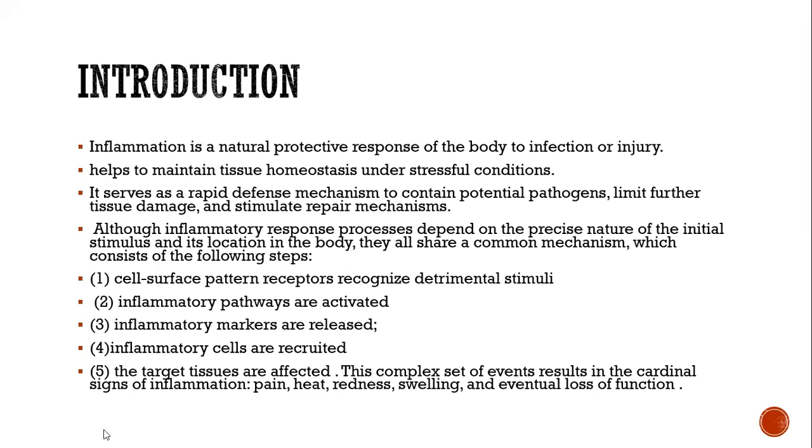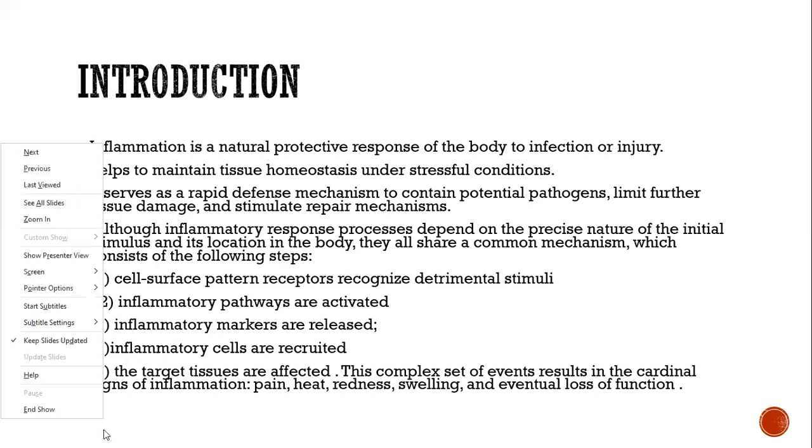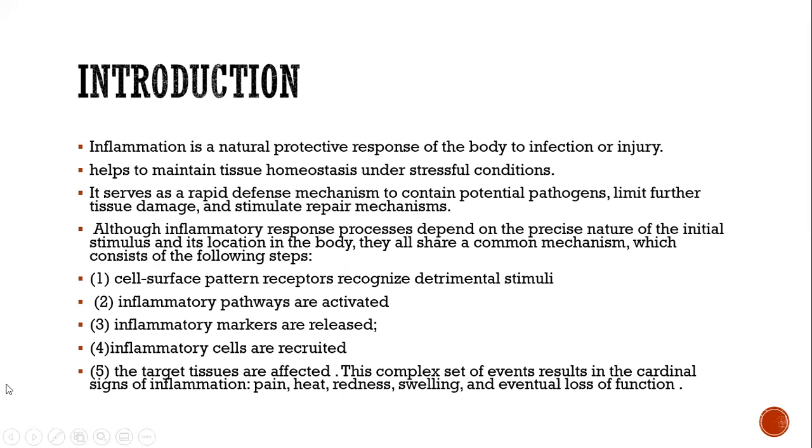There are different types of inflammatory response, and the type depends on the nature of the initial stimulus and its location in the body. Although there are different types of inflammatory responses, all of these have a common pathway, which consists of stages such as the recognition of detrimental stimuli by cell surface protein receptors, then the activation of inflammatory pathways, then the release of inflammatory markers, then the recruitment of inflammatory cells, and then the eventual effect on target tissues.